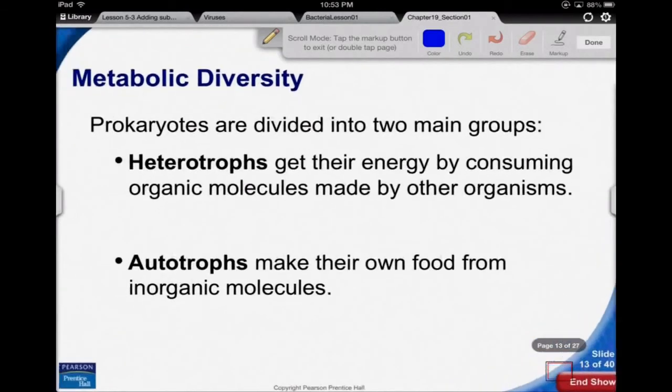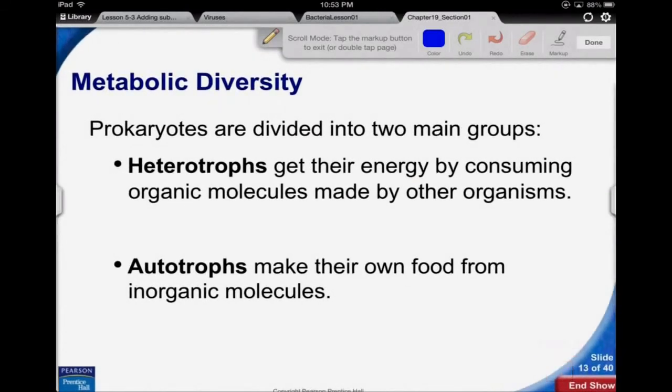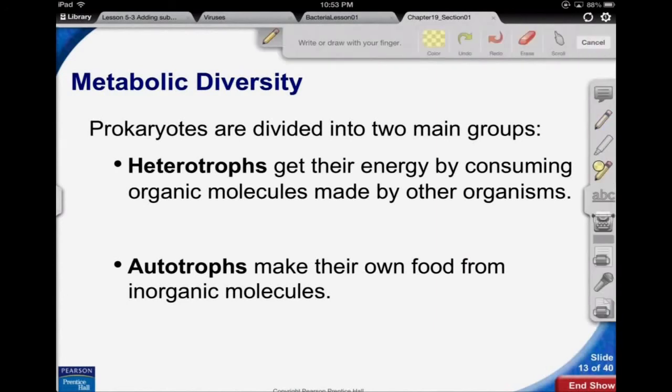Another way of classifying bacteria is based more or less on their metabolism. How do they get energy? How do they survive? What do they do? So, the metabolism. There are heterotrophs, and that's like us, right? We consume other organisms to survive. And then there are autotrophs that can make their own food from inorganic molecules.